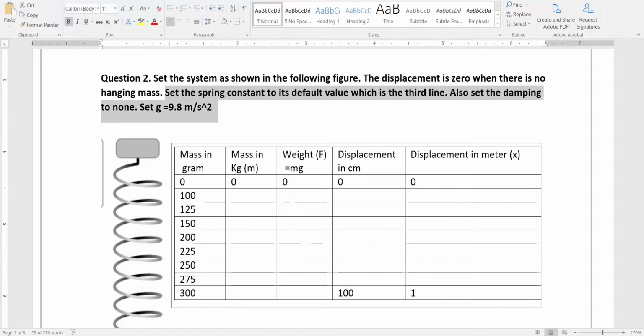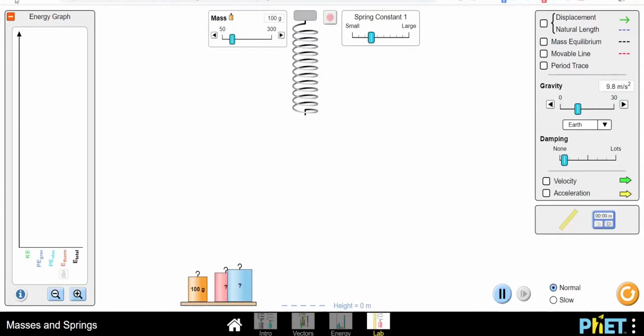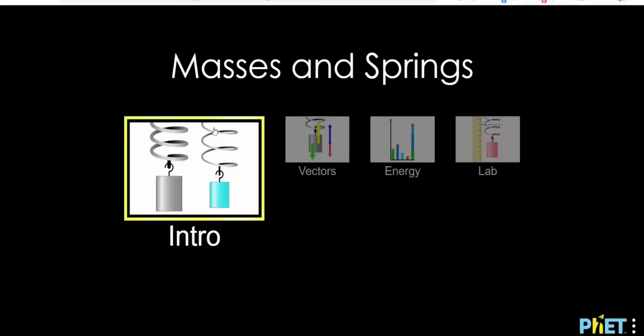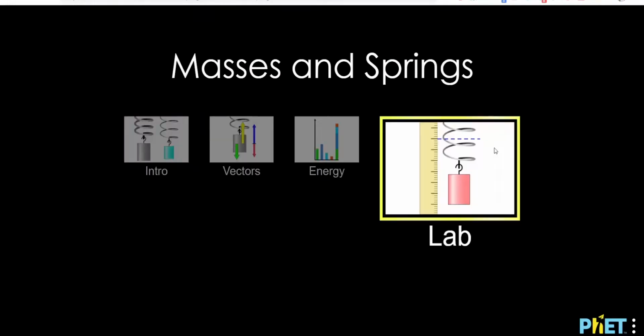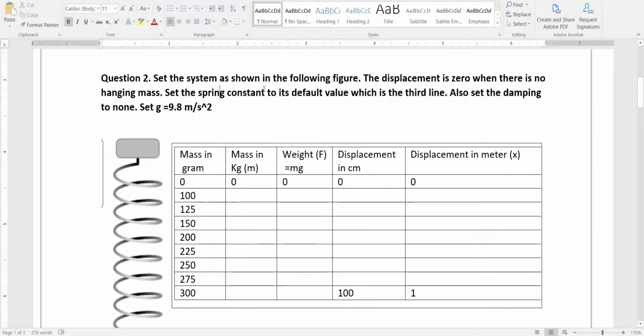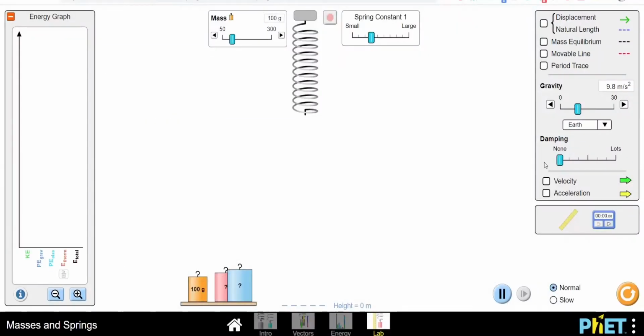What does that mean? Once you open the simulation, you will get to know. When you open the simulation, you'll have the different windows here. So go to this lab here, and this one has already a default, which is the 1 2 3 line. That's the spring constant, and that's what it is asking here: set the spring constant to its default value, which is the third line. And then for the damping, it says to set the damping to none, so you can just slide this one to the none value.